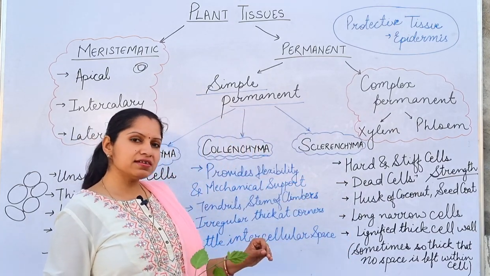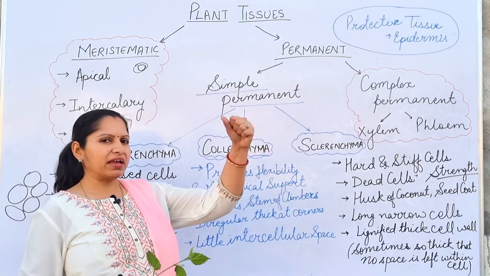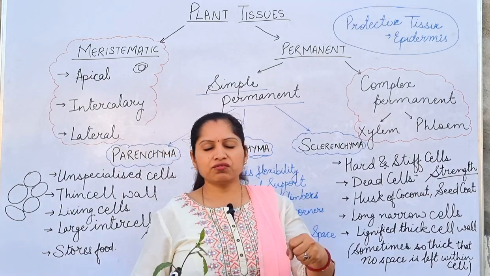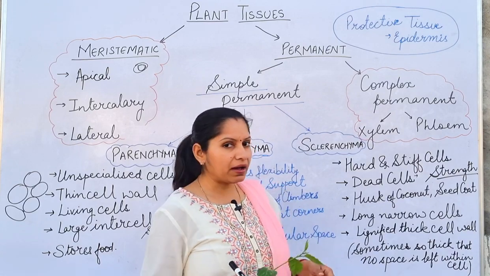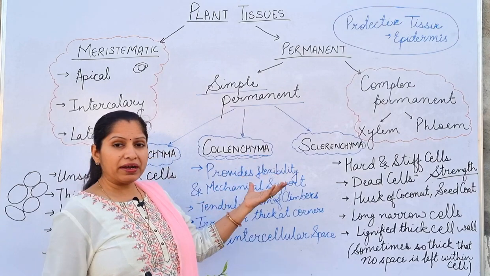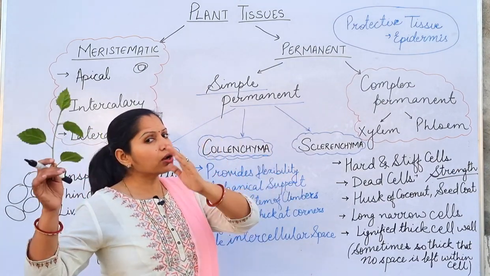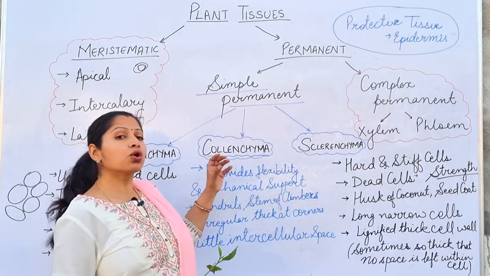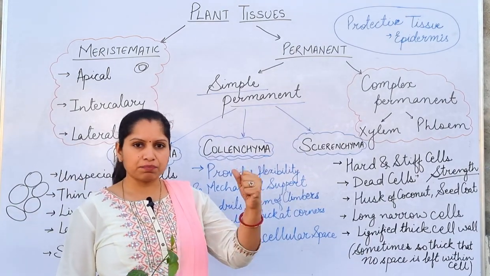These collenchyma cells are also living cells only, and they provide mechanical strength to the plant. Okay, the mechanical strength of the plant, that it shouldn't break, will be provided by the collenchyma. Okay, chlorenchyma was a type of parenchyma only, but this is collenchyma. Okay, it provides mechanical support.